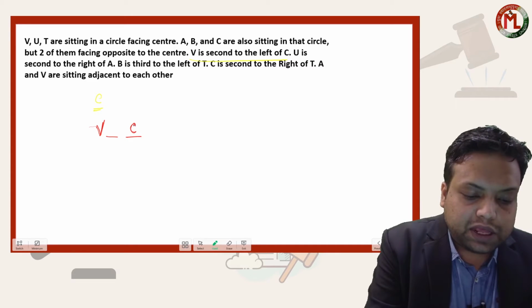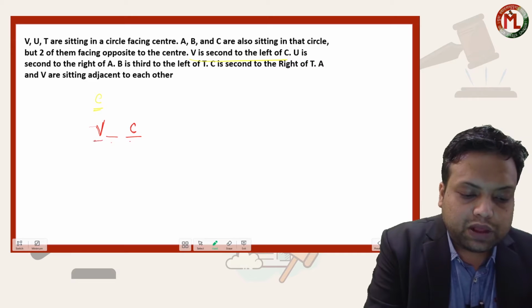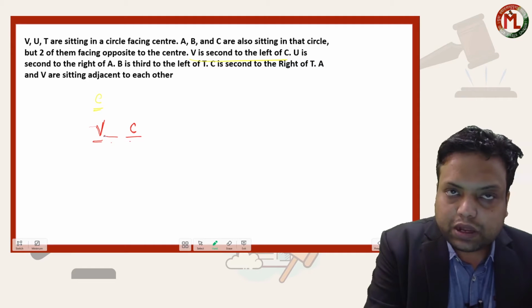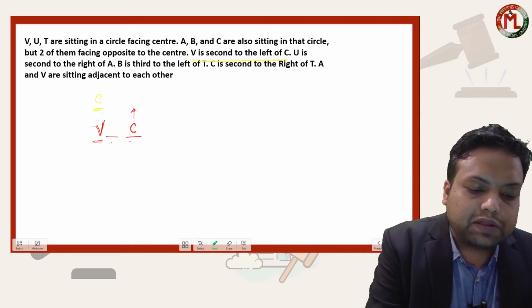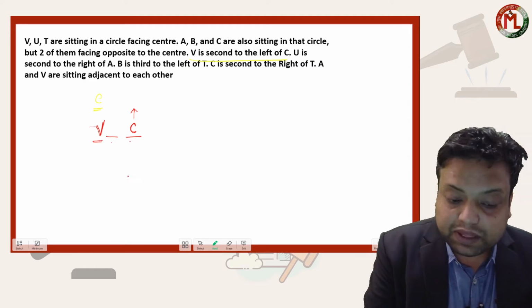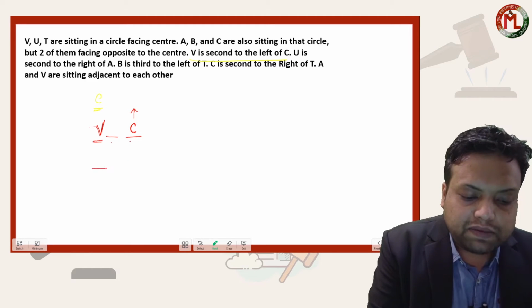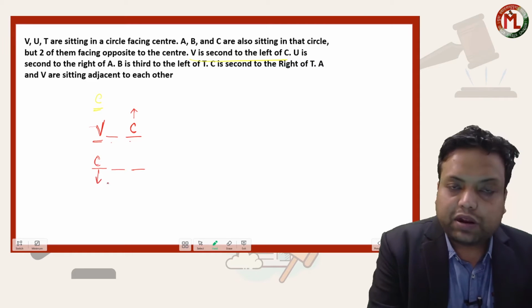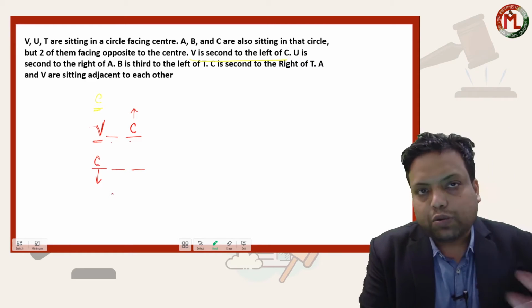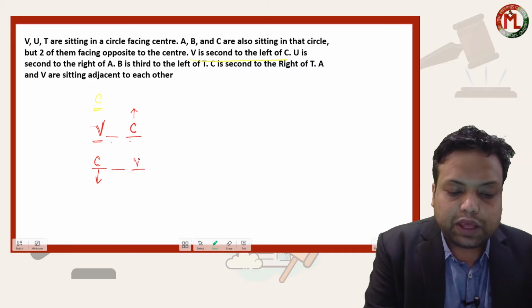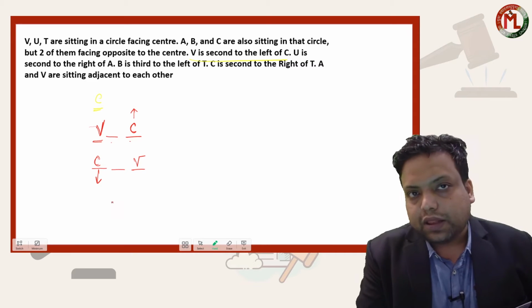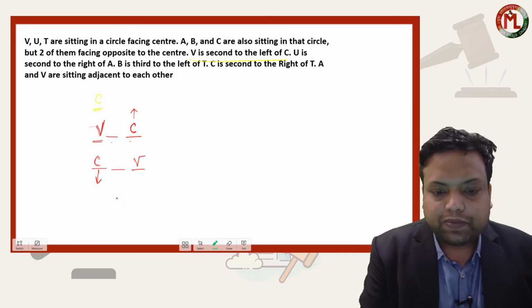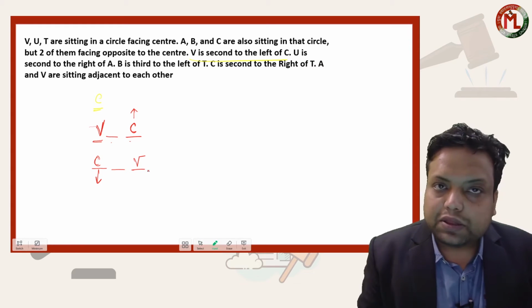So if C is sitting here, then V is second to the left. This will happen if C is facing inside. Rather, if C is facing outside the center, then we will be here, isn't it? Because then C's left hand side changes. Okay, so you can represent this line using this data.